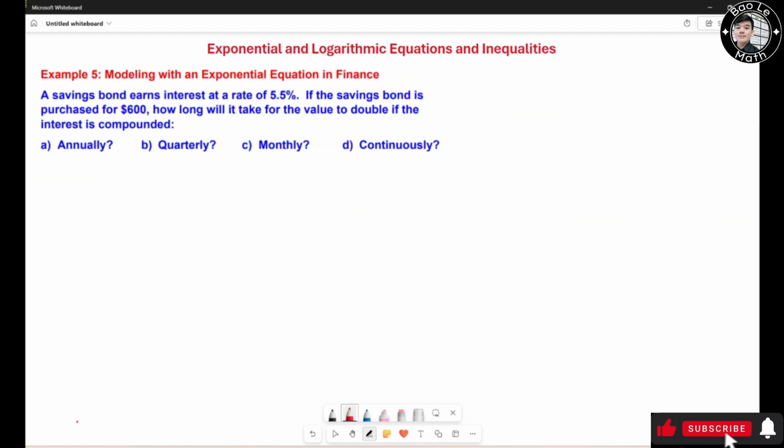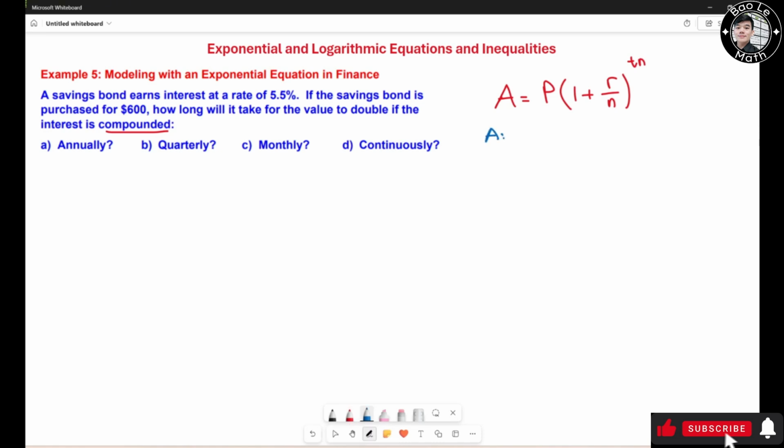Alright, let's move on to the next example. Modeling with an exponential equation in finance. A savings bond earns interest at a rate of 5.5%. If the savings bond is purchased for $600, how long will it take for the value to double if the interest is compounded? So we have the formula A equals P times 1 plus r over n raised to the t times n.